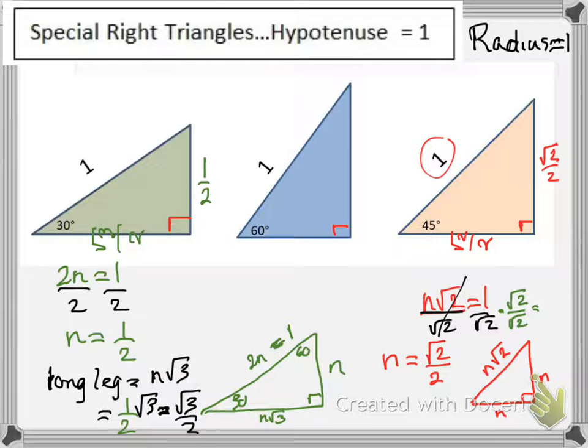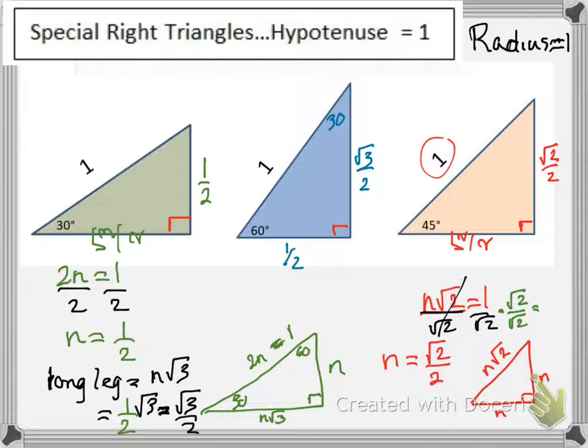That's actually the same triangle that I have sitting beside it, except that hypotenuse is still 1. The short leg is opposite from the 30, so the short leg is 1/2, and the long leg is root 3 over 2. Remember, when I talk about leg, we're talking about not the hypotenuse, but the two pieces that come together to form the right angle.